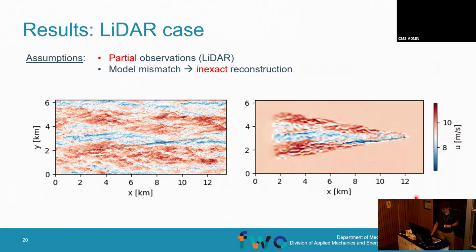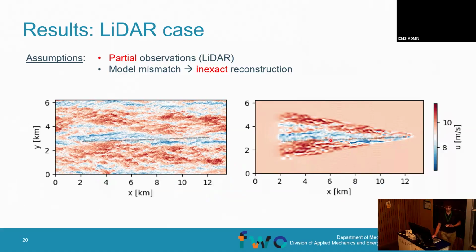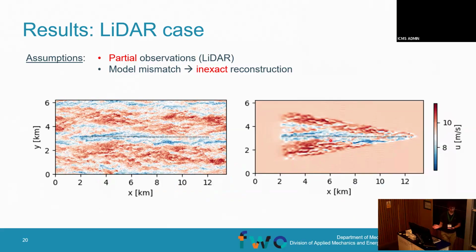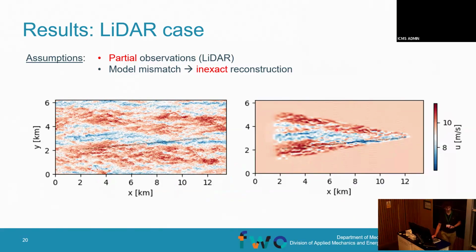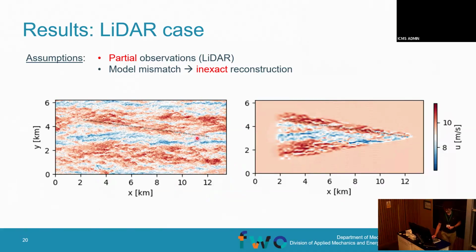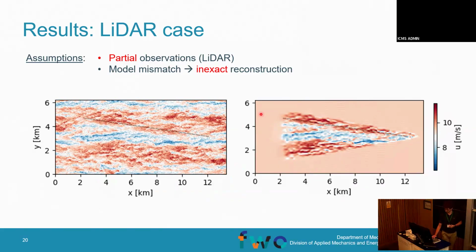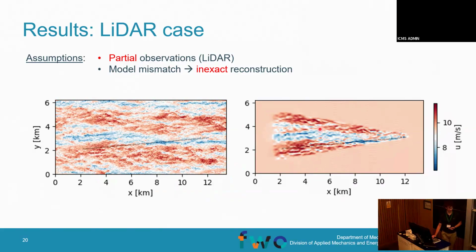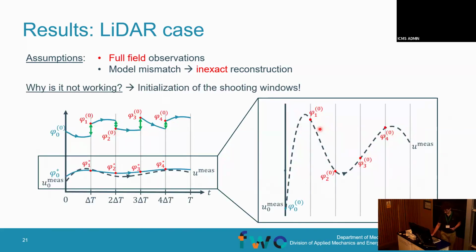This is what the results look like. So again, left is reference, right is a reconstruction. Of course, we can only reconstruct so much given that we only have the partial observations. But within the LiDAR plane, again, the reconstruction looks quite nice. We are capturing the main turbulent dynamics. So from a practical point of view, this is actually quite nice given that we were able to do this using multiple shooting. So to repeat myself again, why it didn't work is because we don't have the proper initialization of the shooting windows. But there's more.